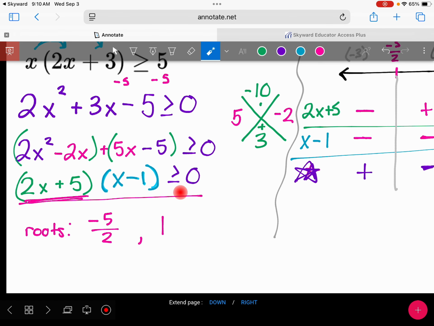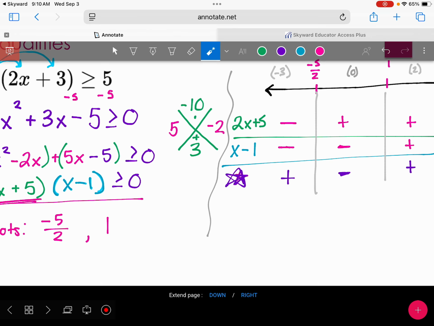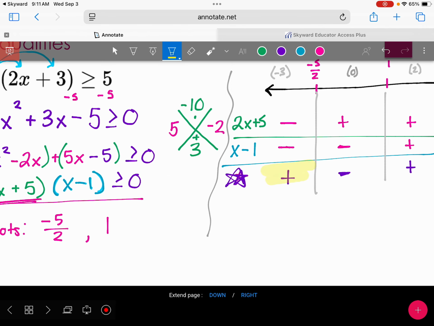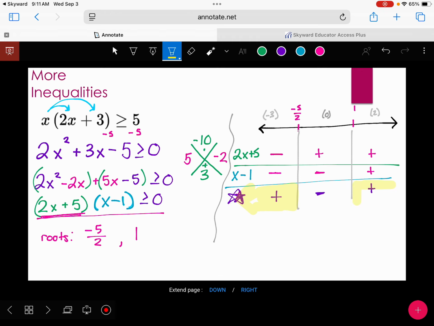So if we want to know when our function is greater than or equal to 0, do we care about the positives or do we care about the negatives? The positives. So this is going to be one of my sections that I care about, and it keeps going forever that way. And this is going to be one of the sections that I care about.